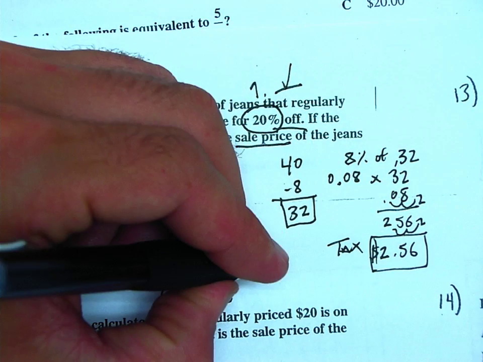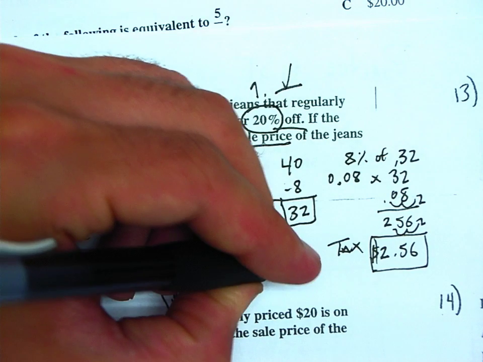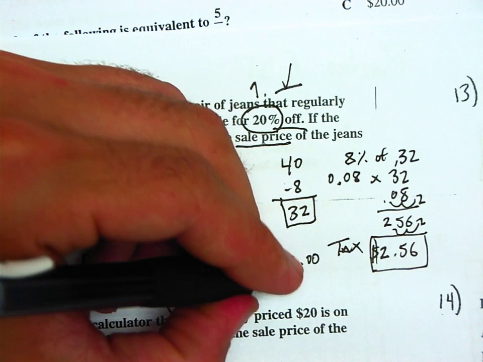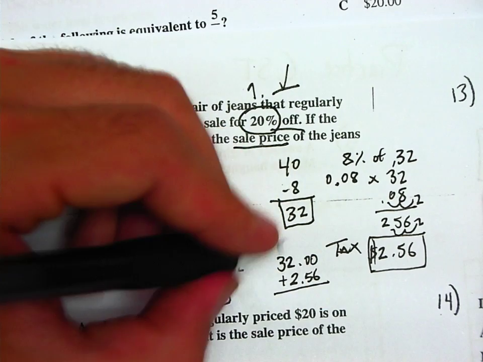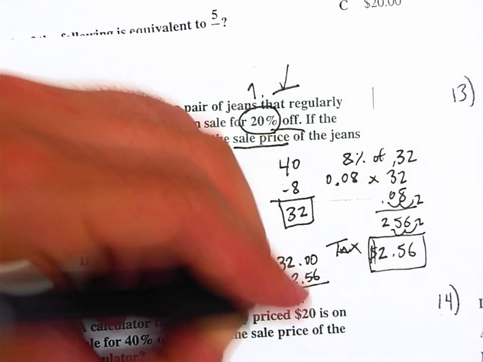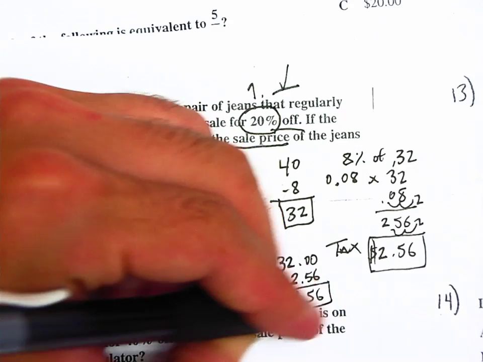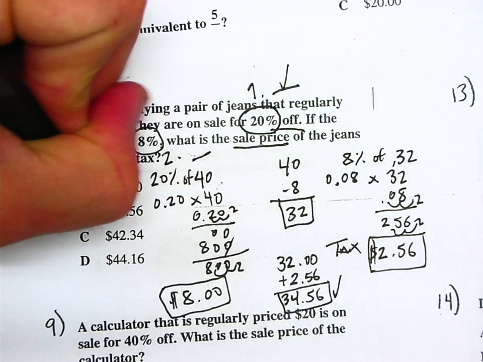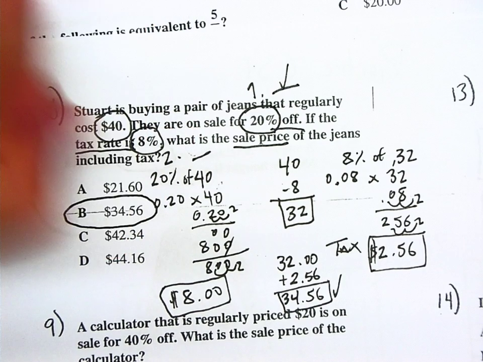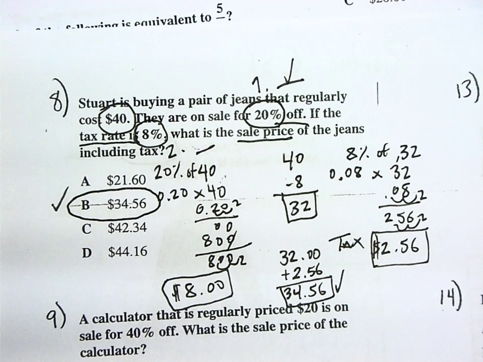And so if it was going to cost $32 and I'm adding a tax of $2.56, in total this is going to cost $34.56, and that's my answer. After the sale and then the tax, this pair of jeans is going to cost $34.56.